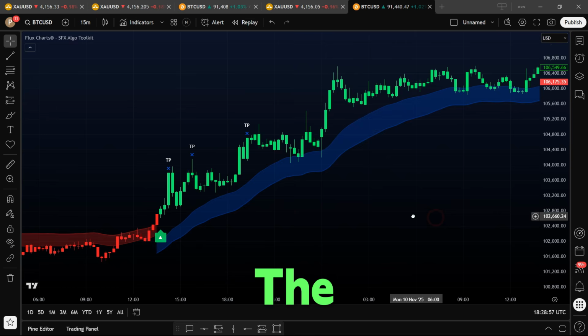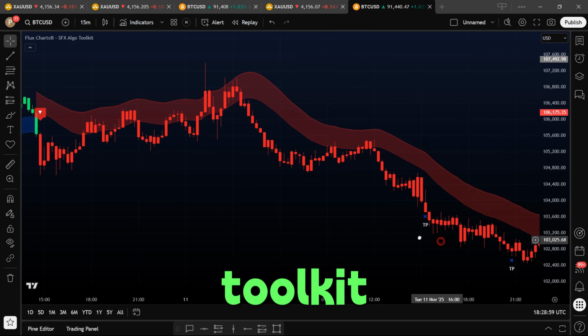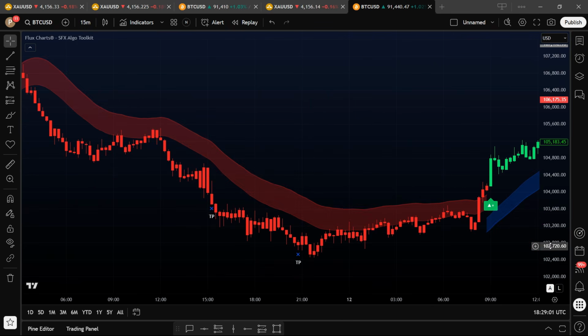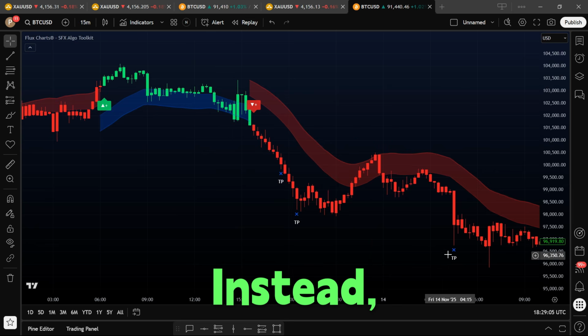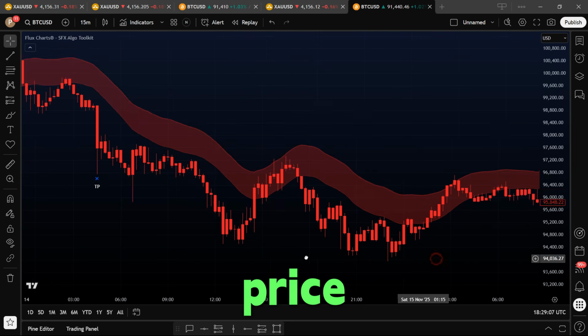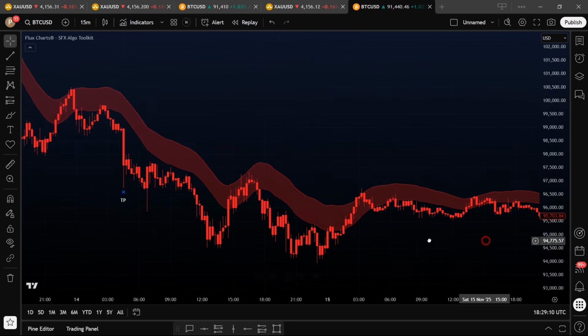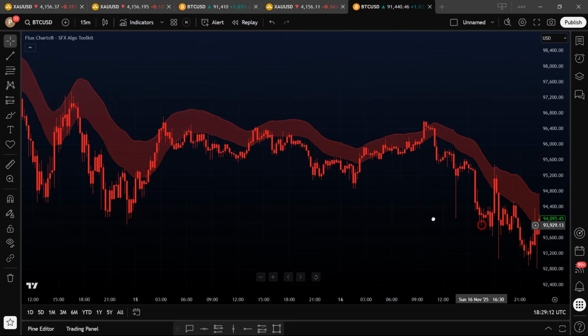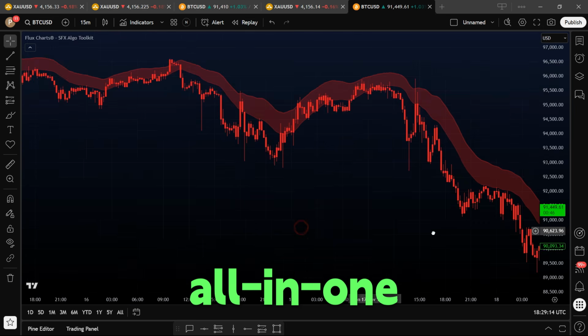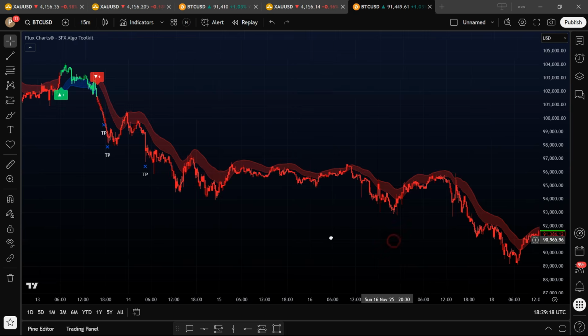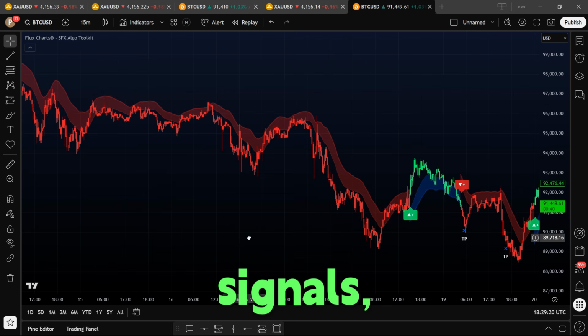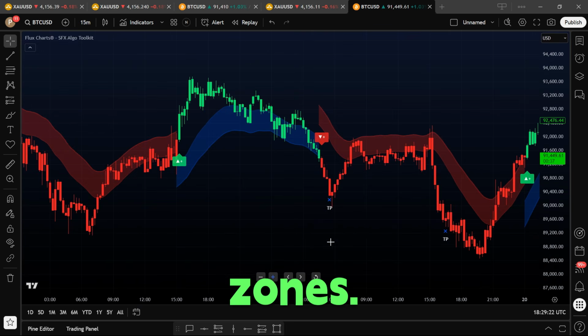So what are we looking at? The SFX Algo is a premium toolkit designed for TradingView. The big selling point here is that it doesn't rely on lagging data. Instead, Flux Charts designed this to look at price action structure. Once a signal prints and the candle closes, it stays there. It's an all-in-one overlay, so you don't need 5 different windows open. You just load it up, and you get clear visuals, signals, trend clouds, and volatility zones.